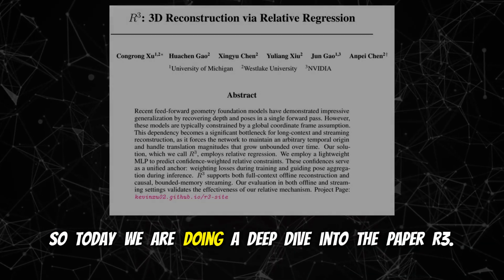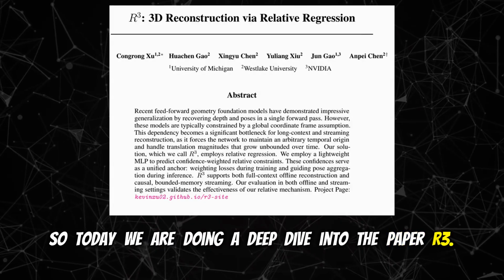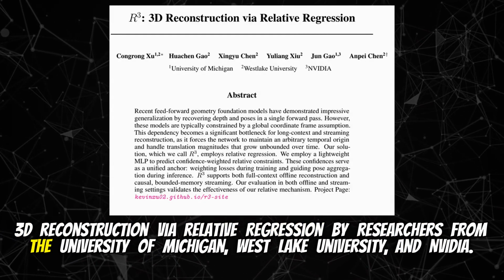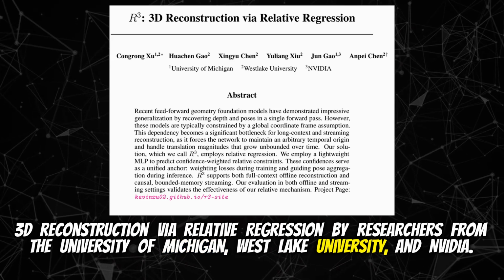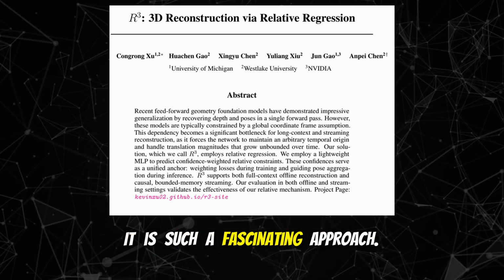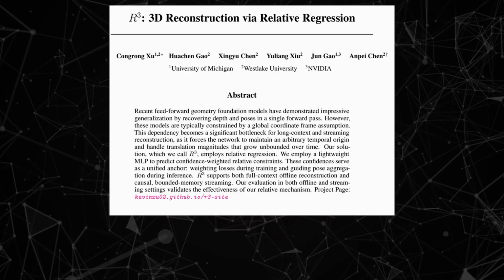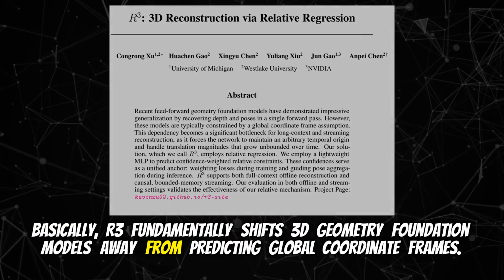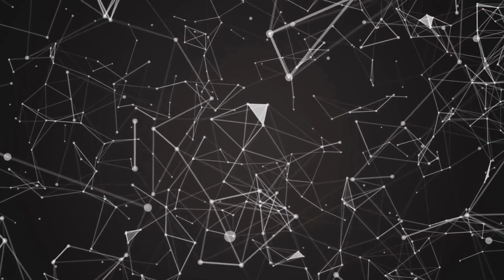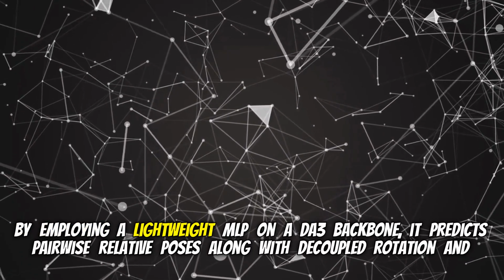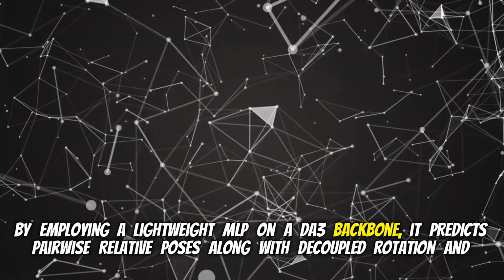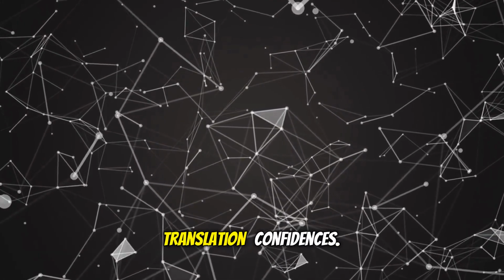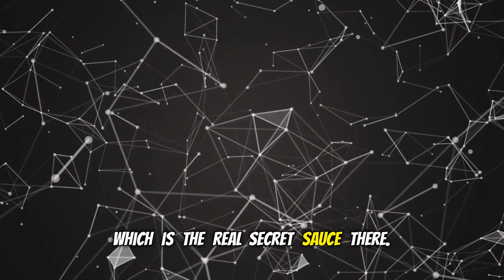So today, we are doing a deep dive into the paper R3, 3D Reconstruction via Relative Regression by researchers from the University of Michigan, Westlake University, and NVIDIA. It is such a fascinating approach. It really is. Basically, R3 fundamentally shifts 3D geometry foundation models away from predicting global coordinate frames. By employing a lightweight MLP on a DA3 backbone, it predicts pairwise relative poses along with decoupled rotation and translation confidences. Which is the real secret sauce there.